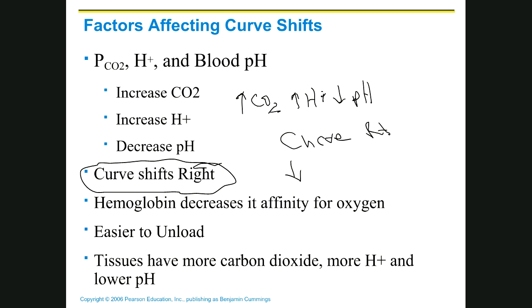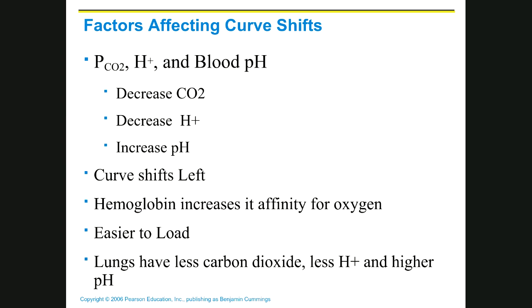Decreases the affinity. And if I decrease the affinity, what does it make it easier to do? Makes it easier to unload. Exactly. So look, any one of these will do that. So let's look at this. By the same token, if I do it in the other direction, it's going to shift to the left. So if I decrease carbon dioxide, or I decrease hydrogen ions, or I increase pH, it's going to shift to the left. And if it shifts to the left, it's going to be easier to load.